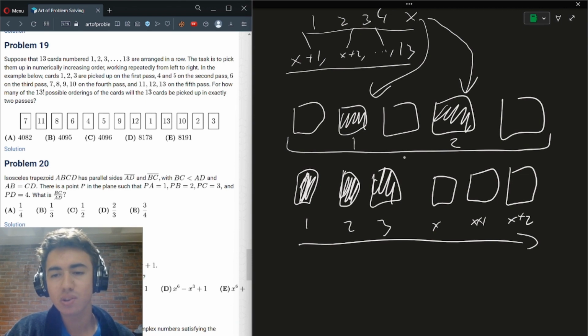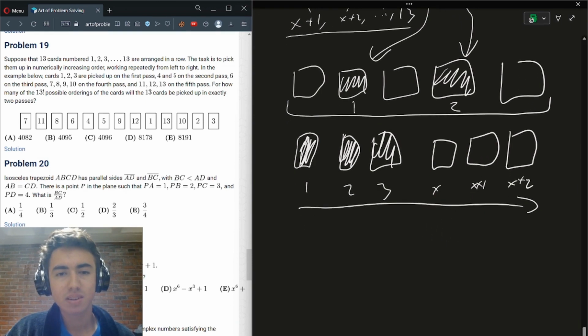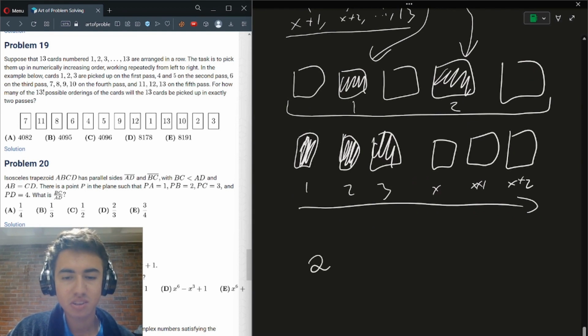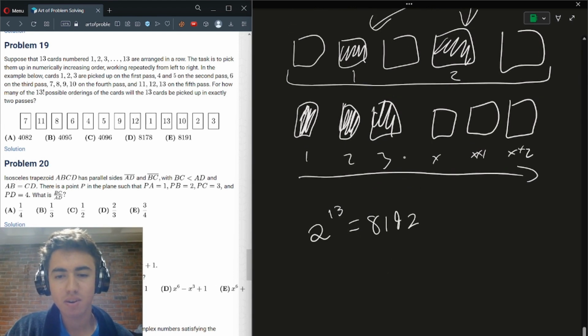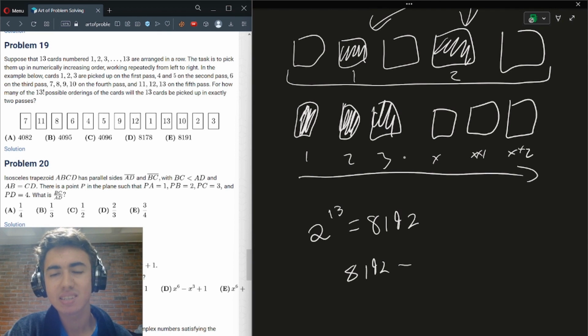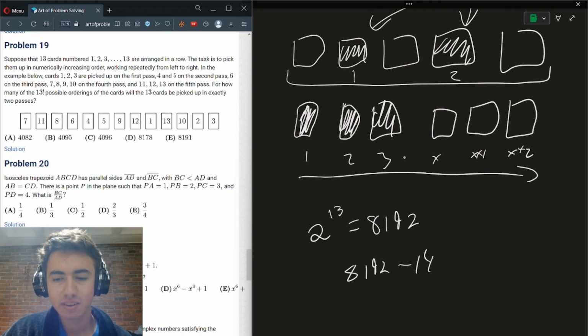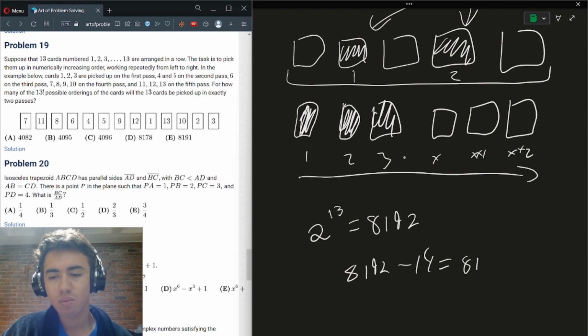So let's say those are the ones holding 1, 2, 3, etc. Well, there's exactly 2 to the power of 13 ways, which is the same as 8,192 ways to color the cards. However, we want to subtract out every single prefix, which there's 13, minus none of them being colored, just 14. And if you do that, you get 8178, which is D.